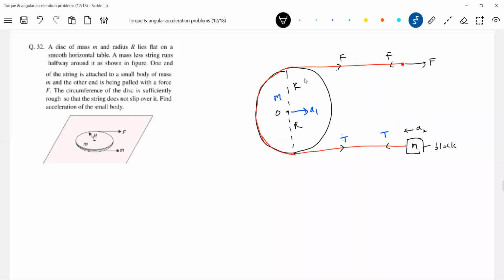Write all possible equations, then we'll see what we can do. Is it okay, all of you? Assumption. Then F plus T should be equal to MA1. T should be equal to MA2. And there's a torque acting: F into R, T into R should be equal to, it's a disk, MR square by 2 into alpha. There's also alpha.